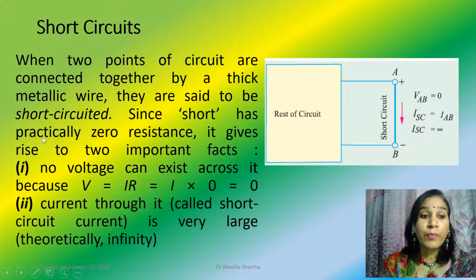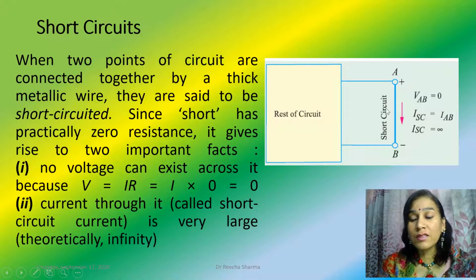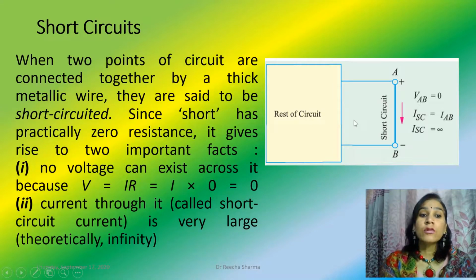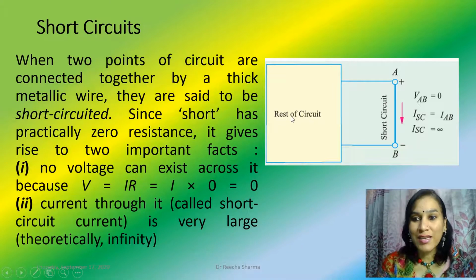Since a short has practically zero resistance, it gives rise to two important factors. The short circuit has zero resistance, so no voltage can exist across it, because V is equal to IR, so I into 0 is equal to 0. The voltage across the short circuit is 0. The current through it, called the short circuit current, is very large, theoretically infinity, because of zero resistance. So for two points with a short circuit, the voltage is 0 and the short circuit current is infinity.